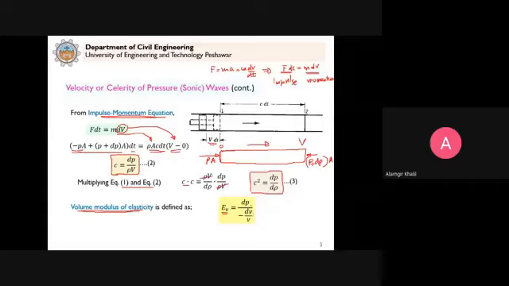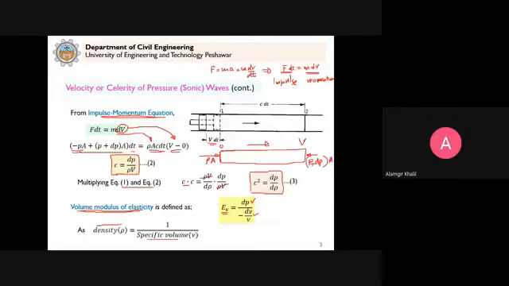So when you compress the fluid, the volume is going to decrease. That's why the negative sign is there, to make the answer positive. So that's why we put this negative sign here. Now in this case, this change in pressure divided by the volumetric strain, this we define as the volume modulus of elasticity. So now we already know that density and specific volume are inversely related to each other.